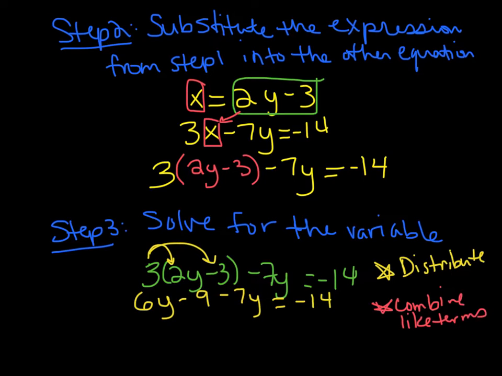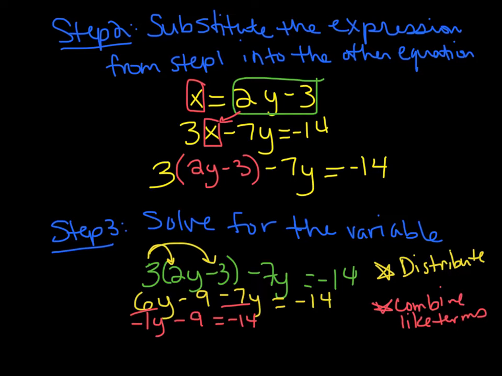So my like terms are my 6y and my minus 7y. That gives me negative 1y. You can write it as negative y if you want to. For the sake of this problem, I'm just going to write it as negative 1y. I bring down my minus 9, and I get that it equals 14. Now the problem has gotten a little bit easier. Slowly it will get easier, but you do have to do a lot of work before it does.